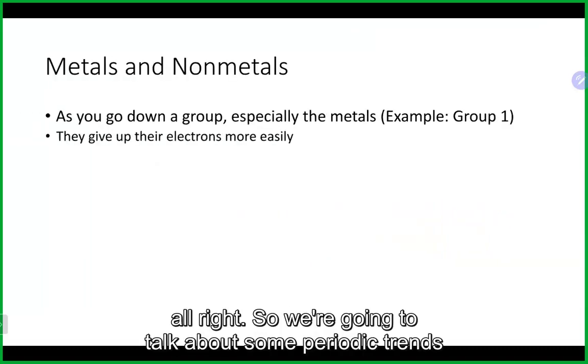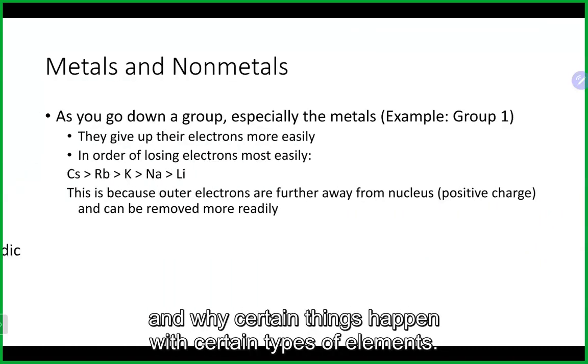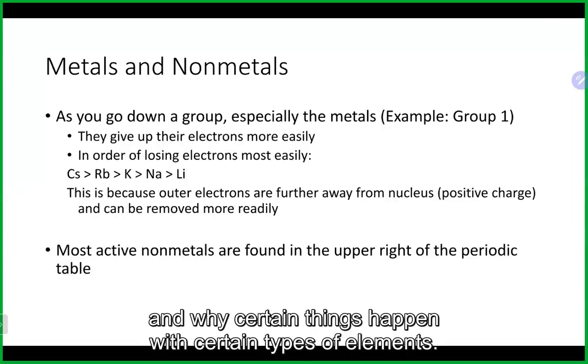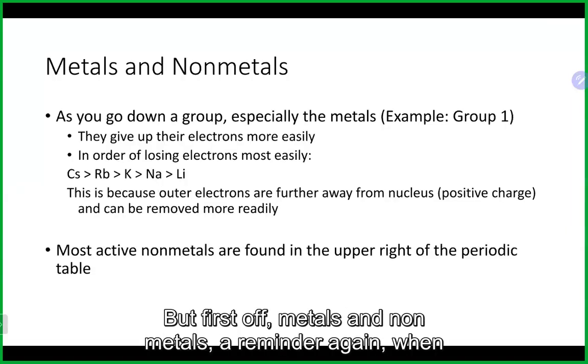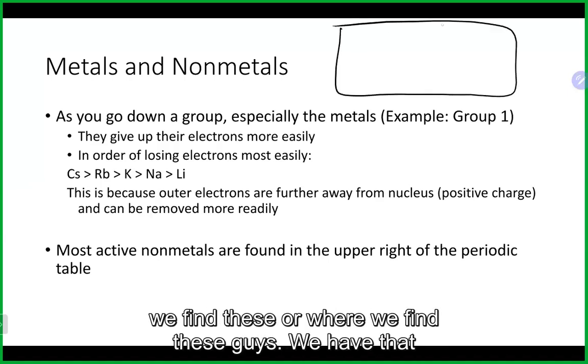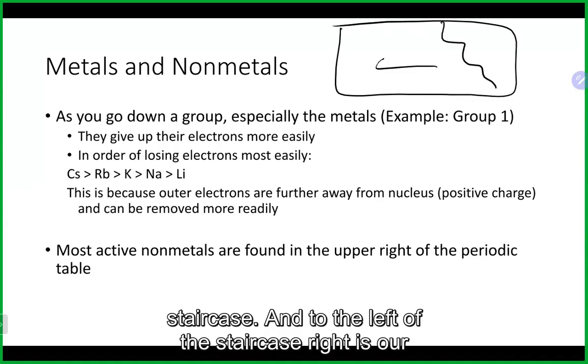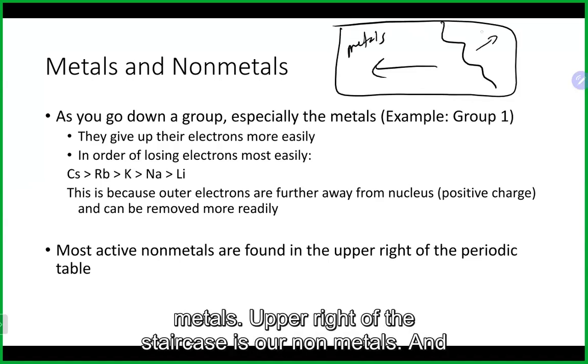All right. So we're going to talk about some periodic trends and why certain things happen with certain types of elements. But first off, metals and nonmetals. A reminder again, when we find these, or where we find these guys, we have that staircase, and to the left of the staircase is our metals. Upper right of the staircase is our nonmetals.